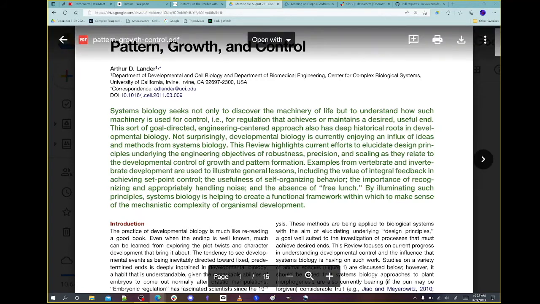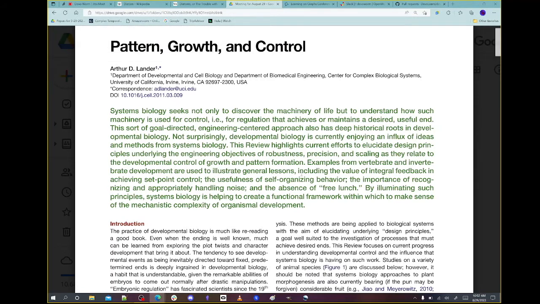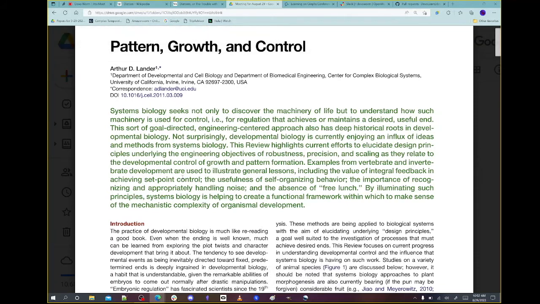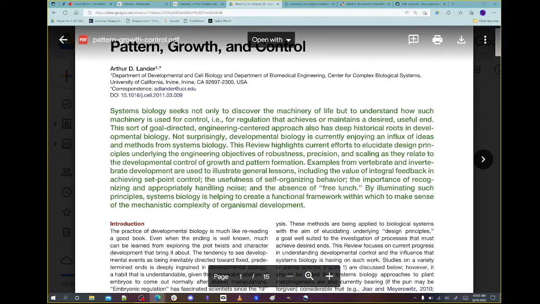Examples from vertebrate and invertebrate development are used to illustrate general lessons, including the value of integral feedback in achieving set point control. Set point control is the basic example of homeostasis, where you have a set point and you want to keep your system at that set point. Like for a thermostat, you keep the room temperature at 73 degrees Fahrenheit. The room temperature fluctuates, and then it's up to your climate control system to bring it back down or back up to that temperature. That's the kind of thing they're looking at here.